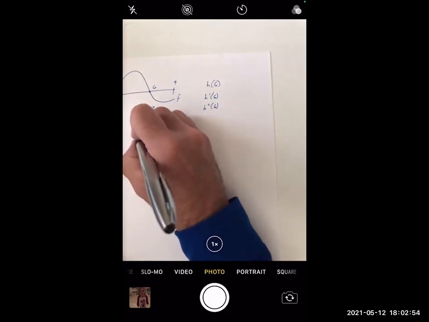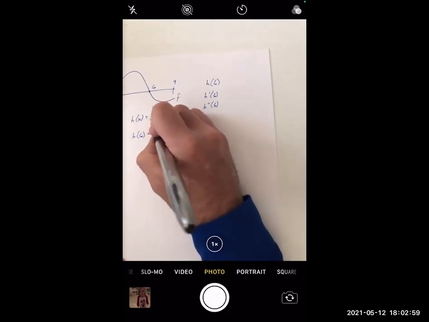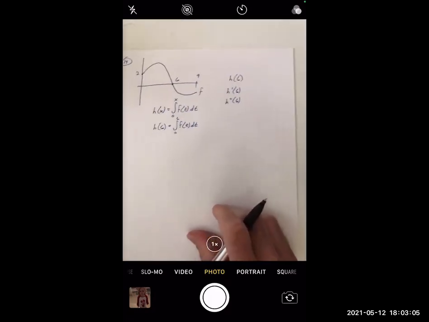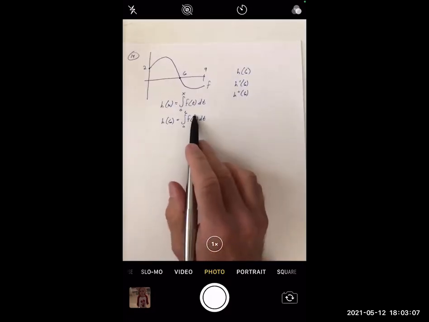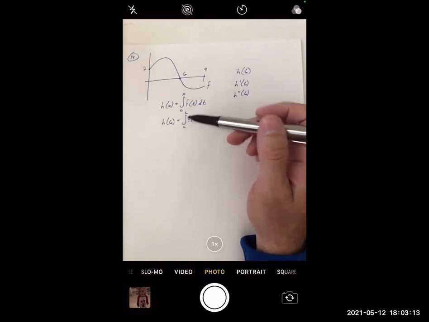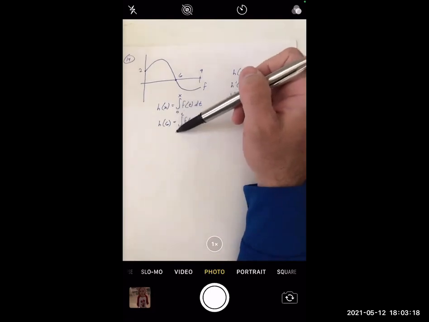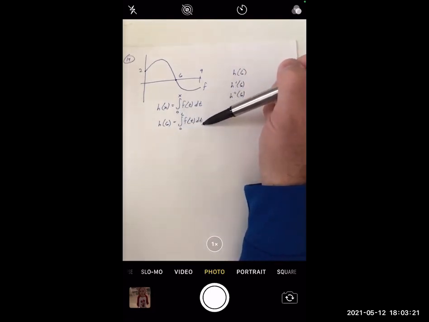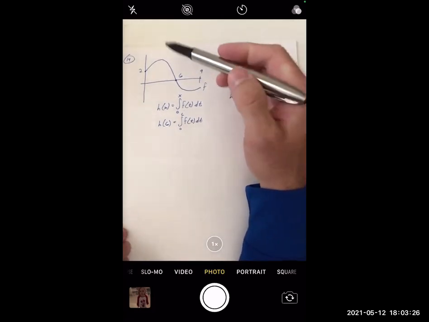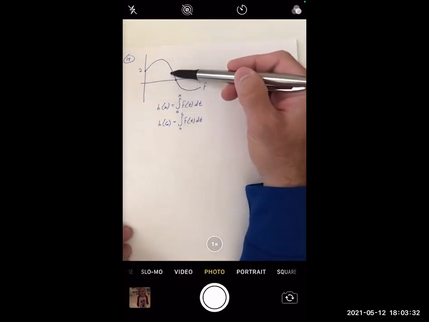Okay, so let's talk about h of 6. So h of 6 is going to be the integral from 0 to 6 of f of t dt. And you don't know what f is, so you can't find an antiderivative and then plug in the bounds because you don't have an actual function. However, you do know what this represents. So what does the definite integral represent? Area. Yeah, it's the area under the curve. So from 0 to 6, that's this area right here.